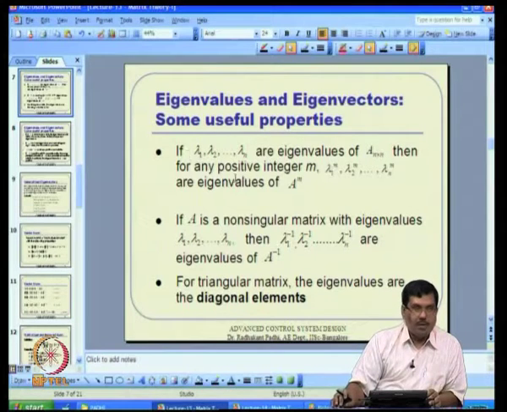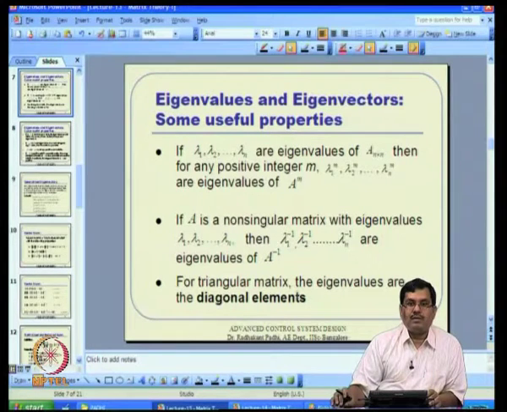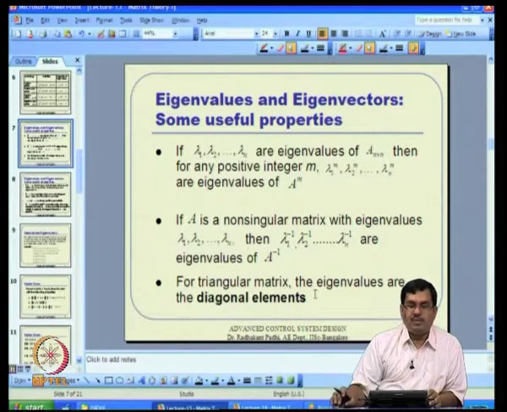So, they are rather easy. They are not difficult, even though the results are very powerful, the results are not very difficult to solve at all actually. Now, the third one: for a triangular matrix, the eigenvalues are the diagonal elements. This is very clear from the definition itself actually.